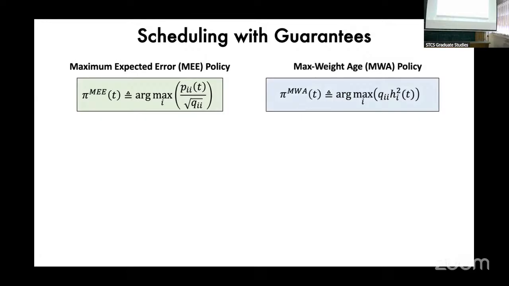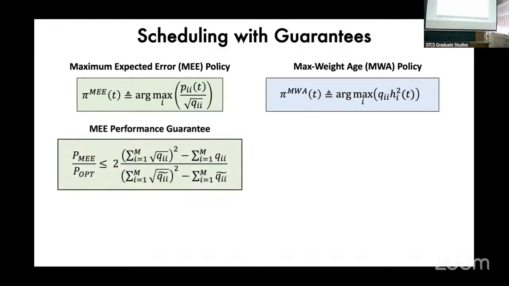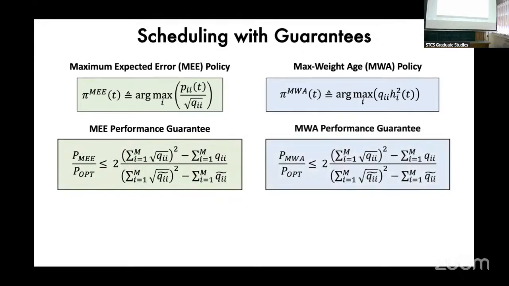The other one is choose the source that has the maximum weighted age, which is Q_ii times h_i squared. So if you recall from section 1, that was weight times age squared. This is weight times age squared, where weight is just your variance in your dimension. What we show is that both of these policies have nice performance guarantees. For the performance guarantees, what you need to do is just ignore this big fraction. It's a constant. It does not scale with the number of, or the size, or the dimension of your problem. All of this does not depend on M. It's just a big constant.